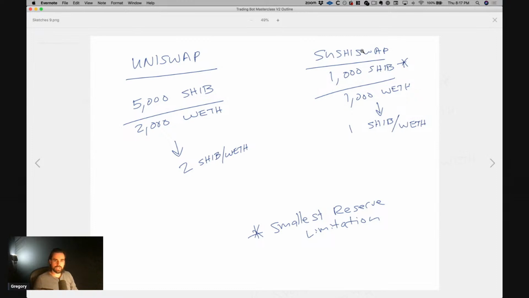And if you look on this side, you've got the SushiSwap side of things. This is 1,000 Shiba Inu tokens per 1,000 WETH. That's 1 SHIB per WETH. So the smallest reserves will be the limitation on what you can arb here, but that's the price. Here's how the price has changed, and that gives you the opportunity to arbitrage, but you're limited by how many tokens are in the smallest pool. That's the whole question of how many you can arbitrage.